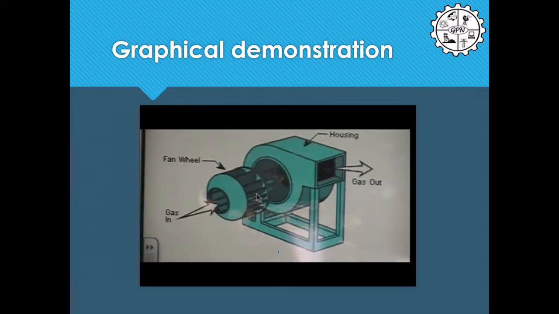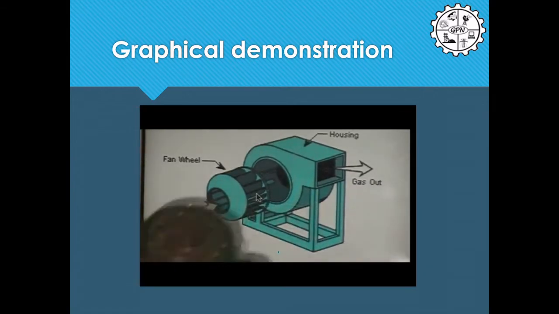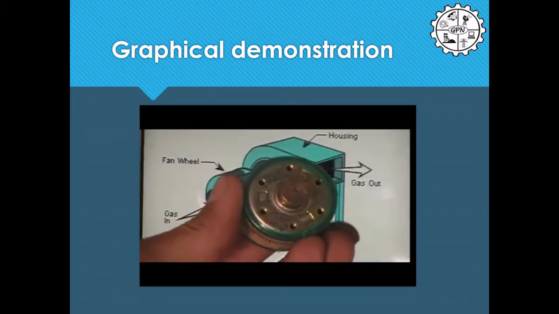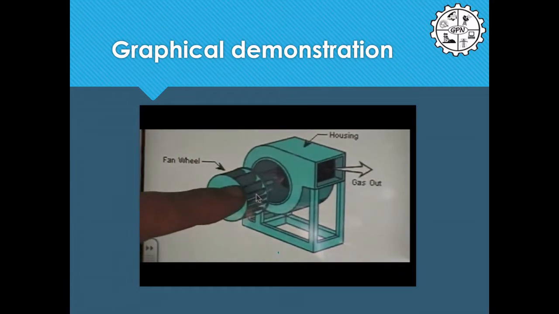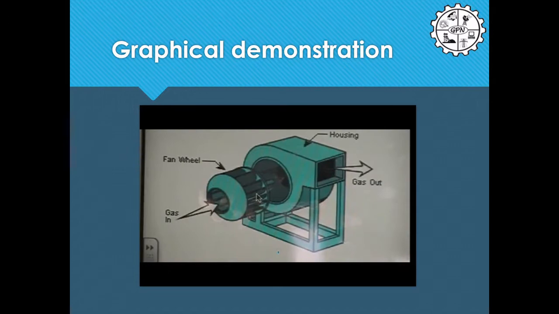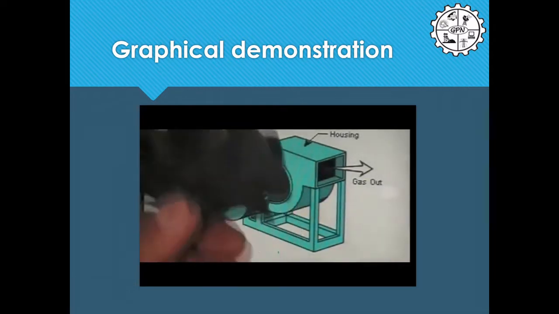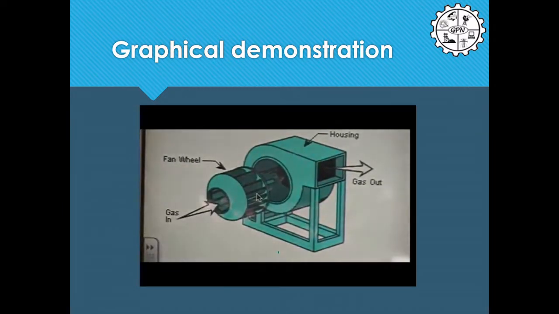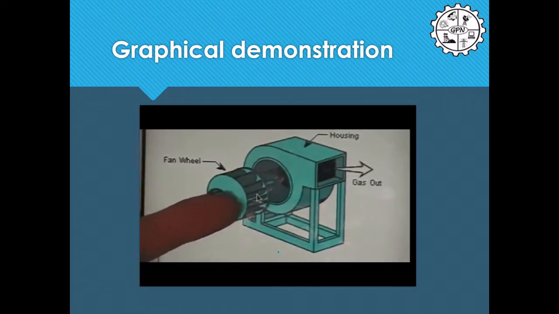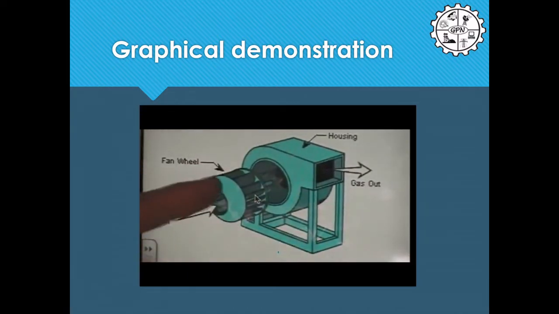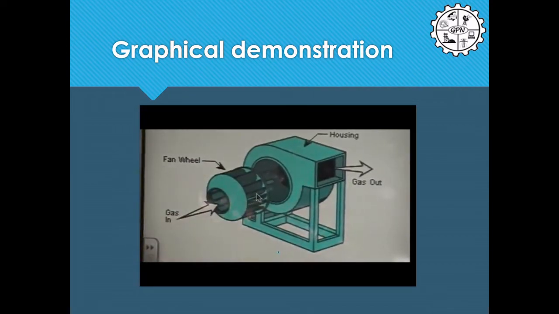There's three main components to a centrifugal fan. There's a motor, the fan wheel, and the housing. Centrifugal fans are similar to turbochargers in the fact that they take gas in the side and throw it out at a 90-degree angle to the fan wheel.